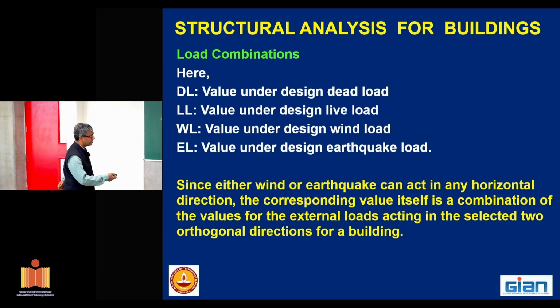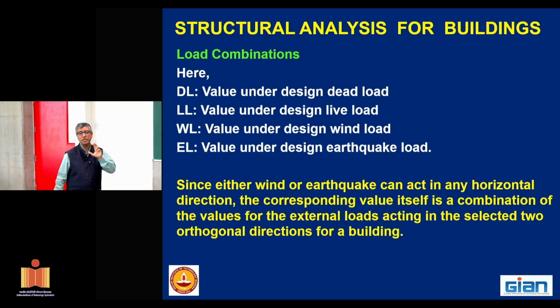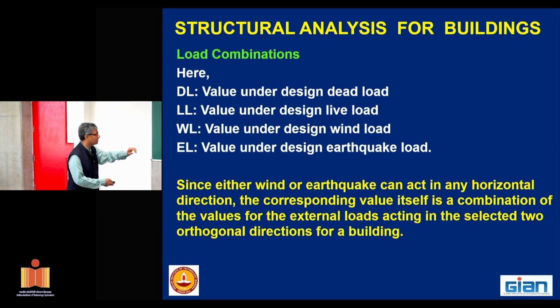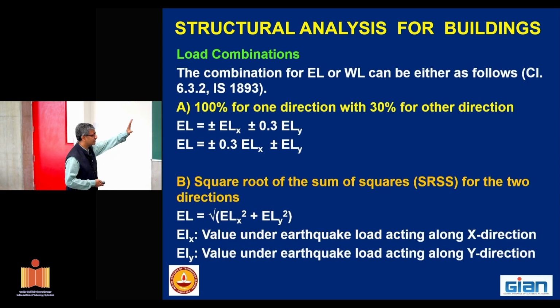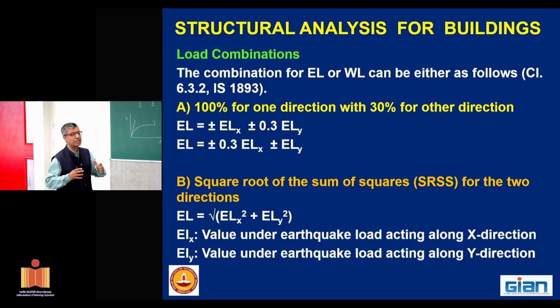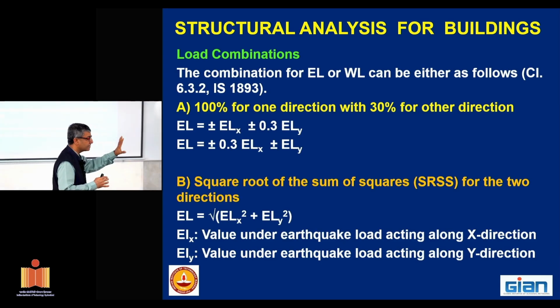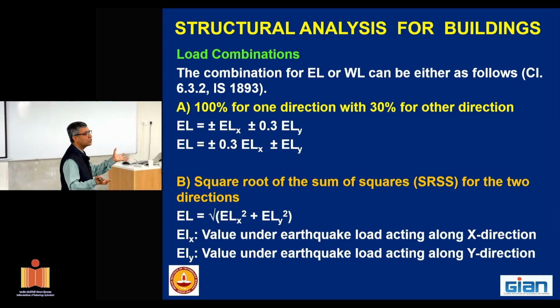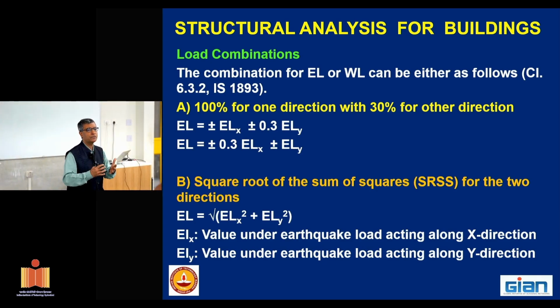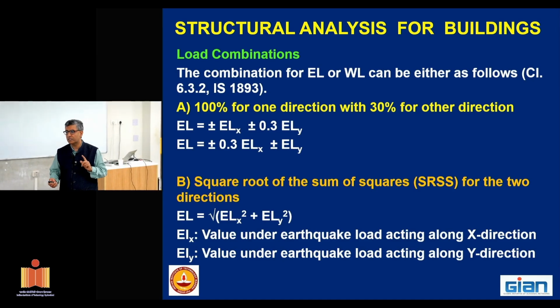Please note, since both wind and earthquake are reversible in nature, that's why you have to do what is called plus-minus type of combinations. That's what it means. And I'm skipping this: if the earthquake comes from some other direction, then how to handle it? There is something called the square root of the sum of the squares. That means you analyze for X, you analyze for Y, and then combine the values, to take account of the case where the earthquake comes from some other direction, not the orthogonal directions of the building.